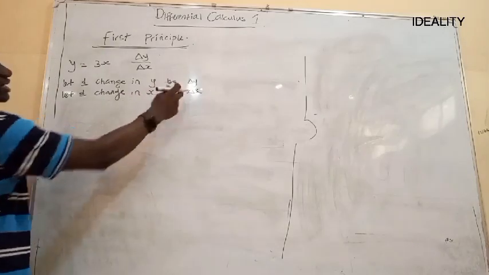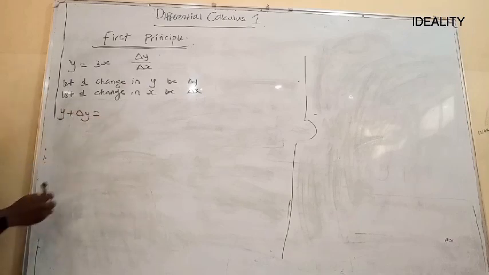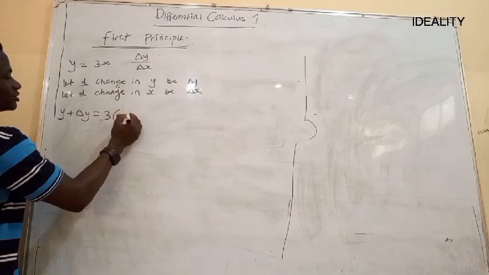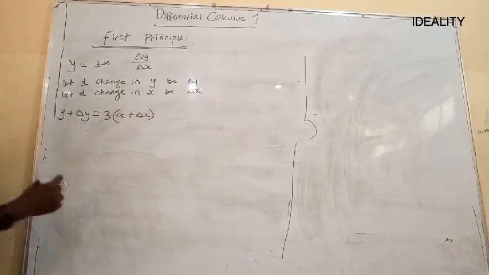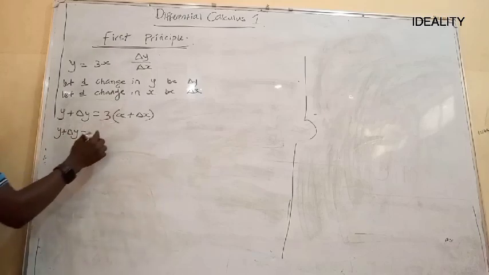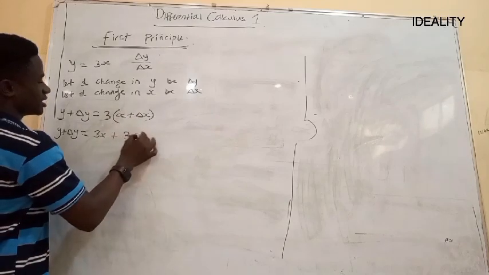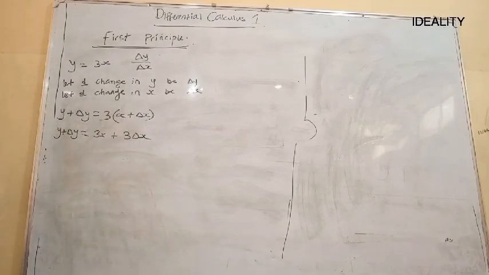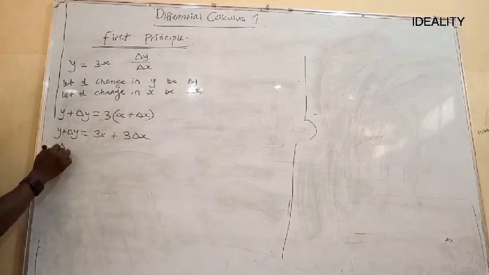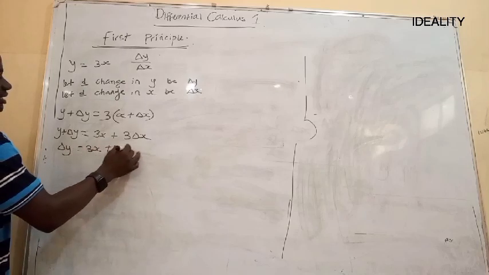So I will add theta y and theta x to both sides of the equation. So we have y plus theta y is equals to 3 open brackets x plus theta x. Then I will have y plus theta y is equals to 3 multiplied by x, 3x, plus 3 multiplied by theta x, 3 theta x. The same process, the same procedure. You bring this y to the other side of the equation, so that you have theta y is equals to 3x plus 3 theta x.